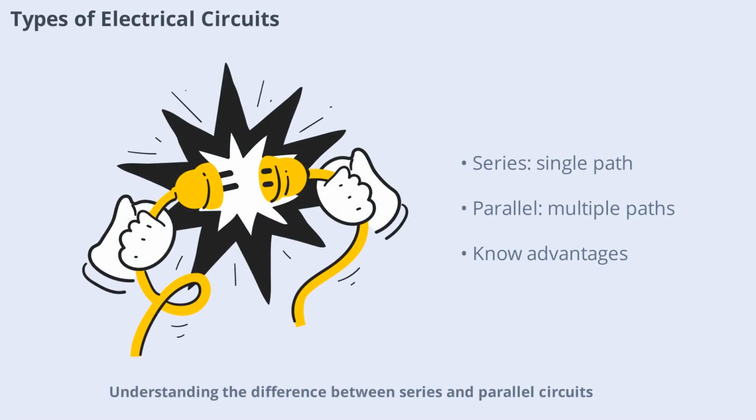Understanding the difference between series and parallel circuits is important for both practical and theoretical exams. Series circuits have components connected in a single path, while parallel circuits have multiple paths. Each type has its advantages and disadvantages, such as how they handle current and what happens if one component fails. Practice identifying and drawing both types of circuits to reinforce your knowledge.